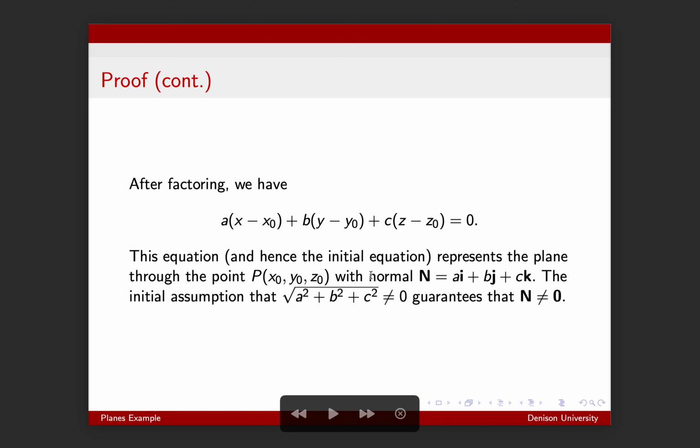Again, in dealing with the properties of planes, we have our normal vector here as ai plus bj plus ck. And finally, our initial assumption that the square root of a squared plus b squared plus c squared is not equal to 0 guarantees that the normal vector is not equal to the 0 vector, which is, again, something we need because if our normal vector was 0, we just wouldn't have a plane, because our normal vector is the vector that is normal to our plane. And if that vector is 0, then we don't have a plane.